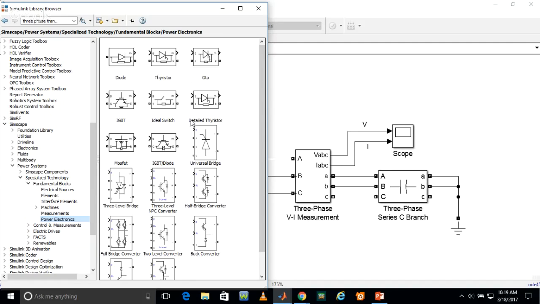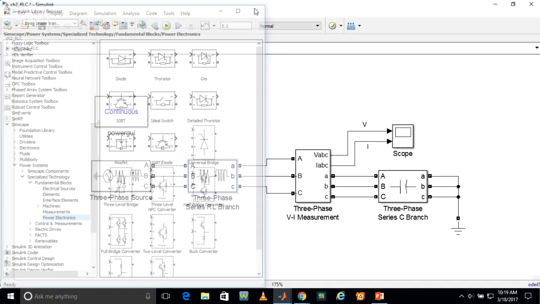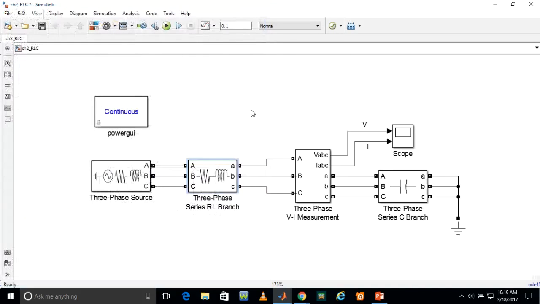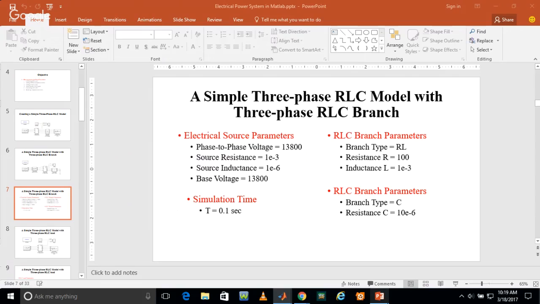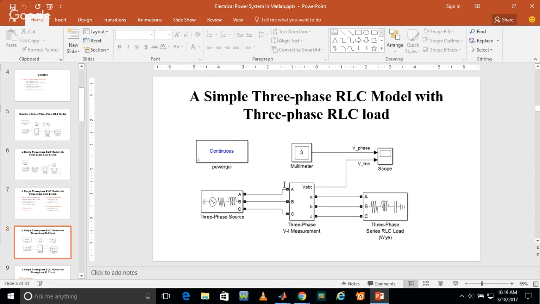So this is the whole system that we have made, a simple three-phase RLC system. Let's come back to this. These are the parameters that I have given to our model. Similarly, in the second system we are making a three-phase RLC model with a three-phase RLC load.